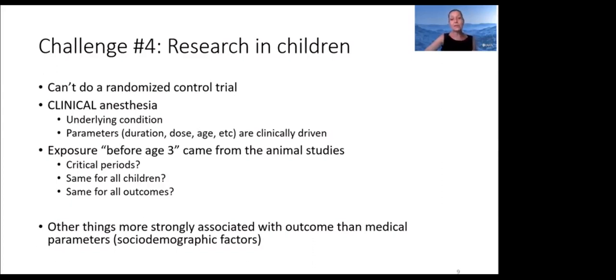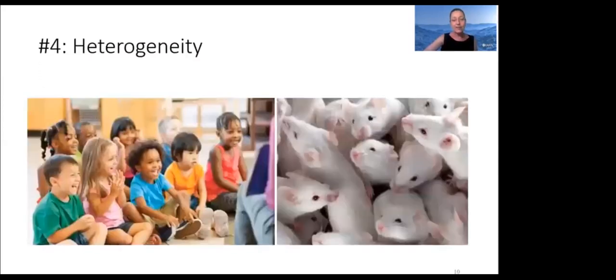The other thing we obviously have to keep in mind is that there are other things that are more strongly associated with the outcomes than the medical parameters. And this has been shown in every single type of medical outcome studies that have been done. Sociodemographic factors are more predictive of outcome than any of the medical parameters. Also, we have to keep in mind when we're talking about research in children is heterogeneity.